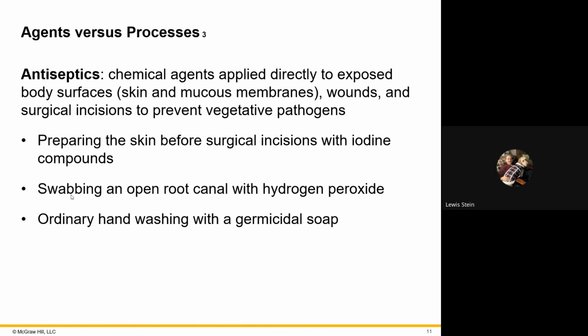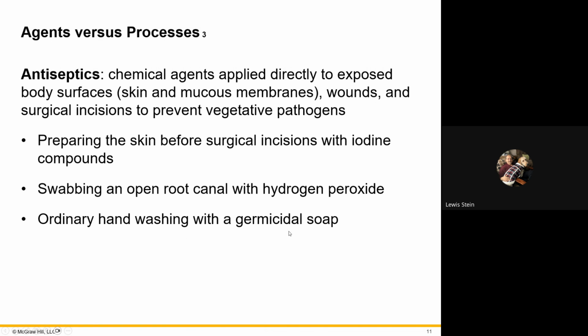So when we talk about antiseptic agents, you can apply them directly to exposed surfaces: skin and mucous membranes, wounds, surgical incisions. We use them all the time. The most common agent that we use is an iodine compound. We'll get into why it works the way it works and how they had to modify it to make it work more effectively. Hydrogen peroxide, there's a lot of anaerobic bacteria. You're trying to do that. It would sting, but obviously the vast majority of people having this done are under anesthesia.